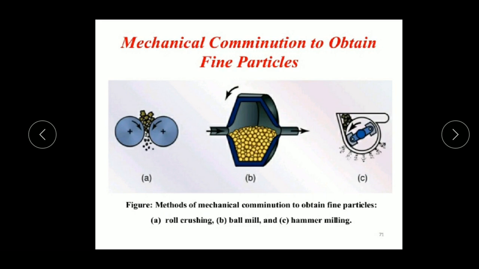And the second image indicates that the barrel contains a number of balls. Those hammer the powder particles to fabricate the fine powders. And in the third image, C, inside the barrel there is a hammering tool. That hammering tool continuously hammers the materials to form fine powder particles.